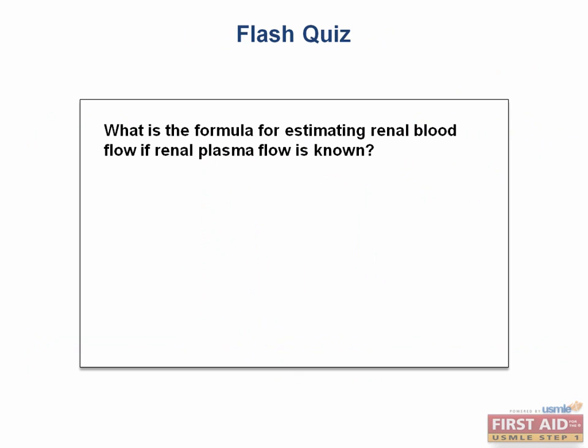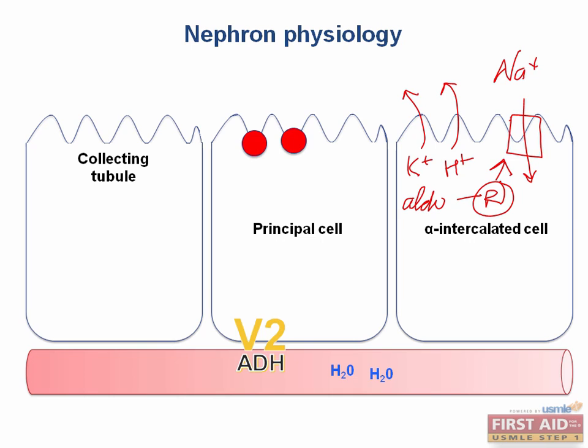What metabolic derangement will they have? Metabolic alkalosis, because they're also losing a bunch of hydrogen ions too. Do you know what this syndrome is called? This is called primary hyperaldosteronism, or Conn's syndrome.